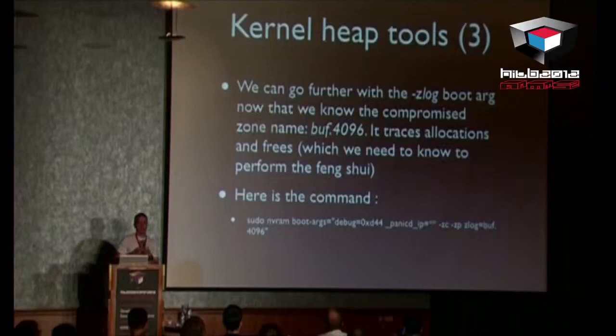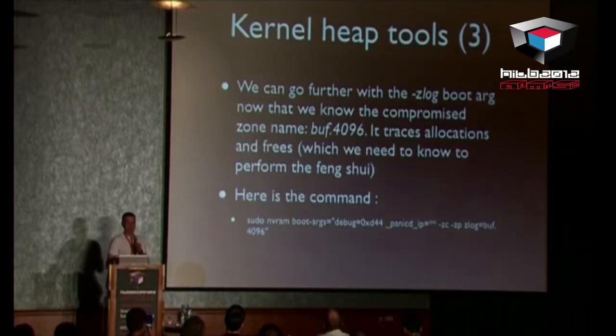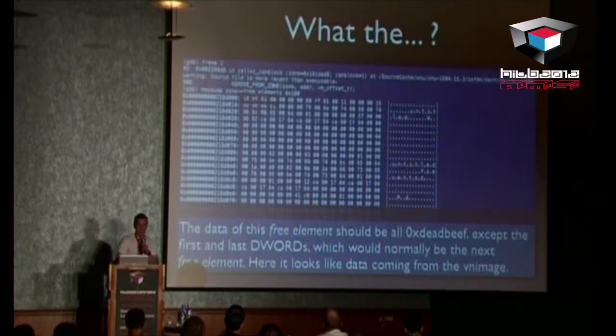Now, we can go even further with the heap debugging tools by adding the zlog boot arg. Now that we know the compromised zone name, it's buff 496. Oh, I got that, I haven't shown you. Anyway, this is not the point. We have the zone name.